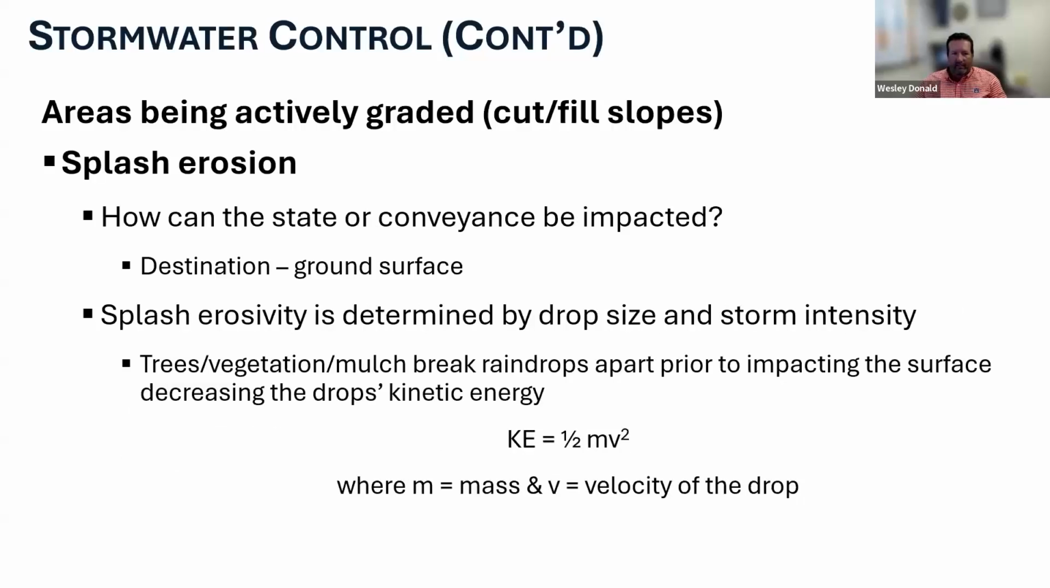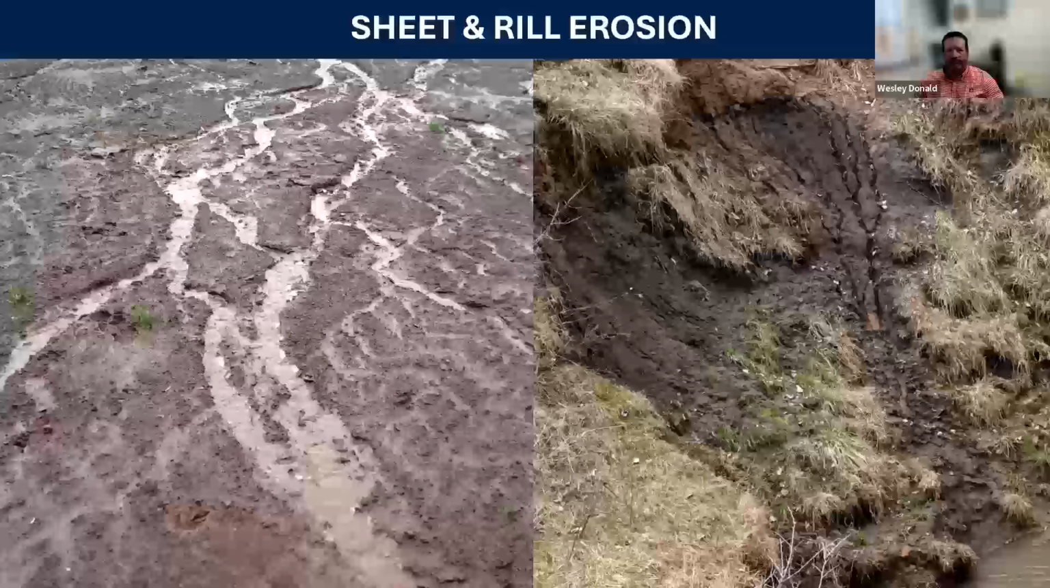And then the state that it's in, it's a raindrop. How do we change the state that raindrop is in? Again, it goes back to trees, vegetation, and mulch. Raindrops can be broken apart prior to impacting the soil surface. From a design standpoint, when we're thinking about kinetic energy impacting the soil surface, the kinetic energy of that raindrop can be changed by reducing its mass, by breaking it apart. So KE equals 1/2 mv squared, the mass of the raindrop and the velocity of the raindrop. We can reduce velocity, we can reduce the mass, we can control that kinetic energy.